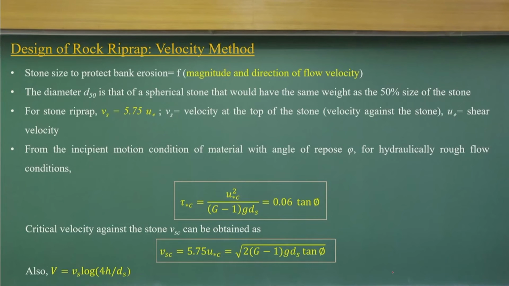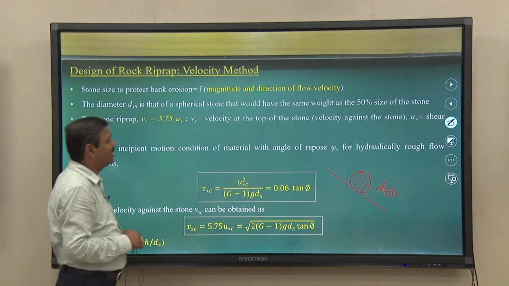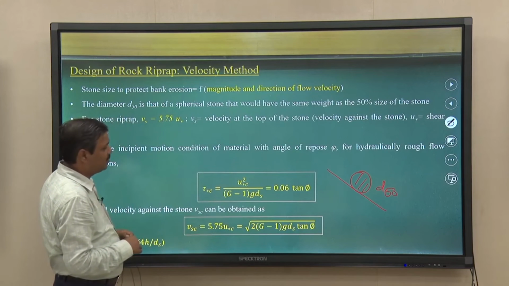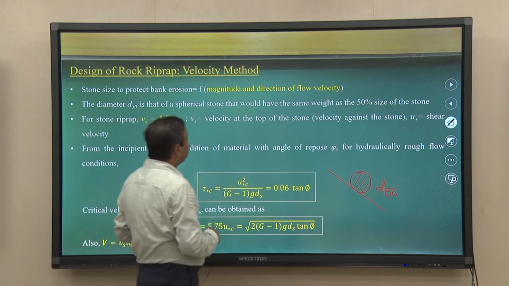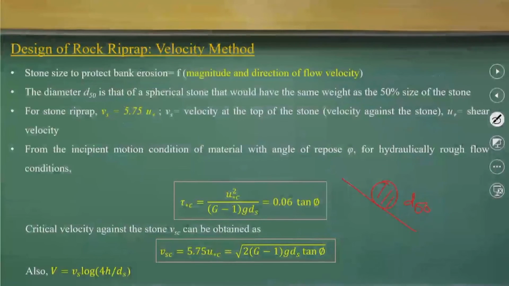If you look at the concept, it comes the same way. If you consider a D50 value, having a D50, 50% finer particle size distribution, if I know the diameter of that, and if I consider the velocity against the stone at the top, what should be the velocity Vs on the top? That can be written as a function of shear stress, shear velocity, we can write it.